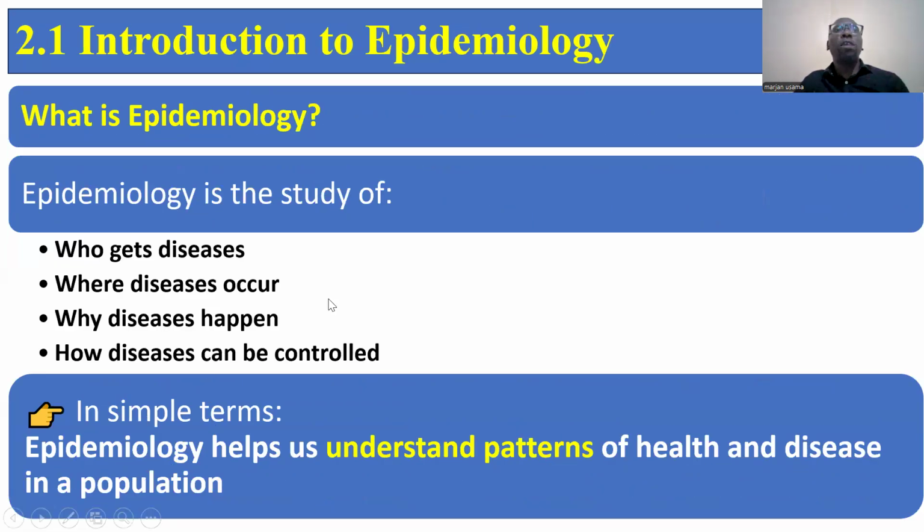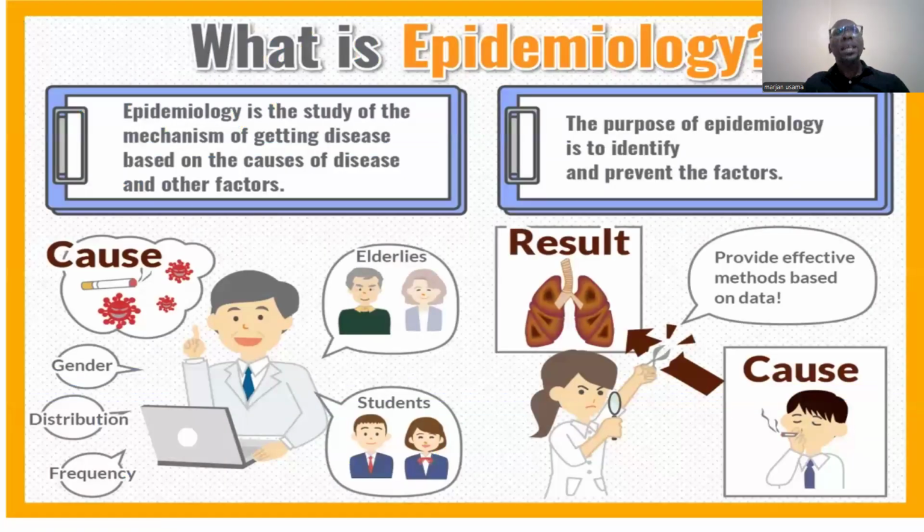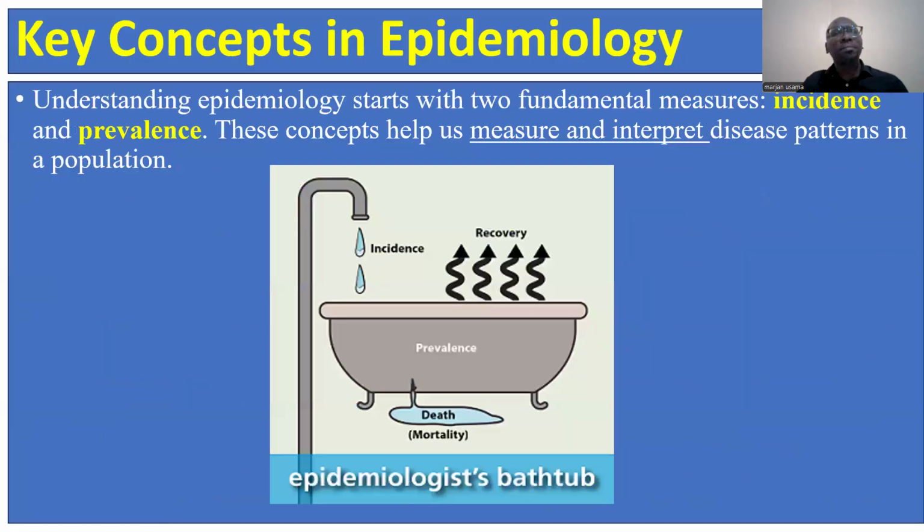So epidemiology is the study of who gets disease, where diseases occur, why diseases happen, and finally, how diseases can be controlled. And this is the expanded explanation of the definition. So this is basically the same thing. Now, what is the key concept in epidemiology?